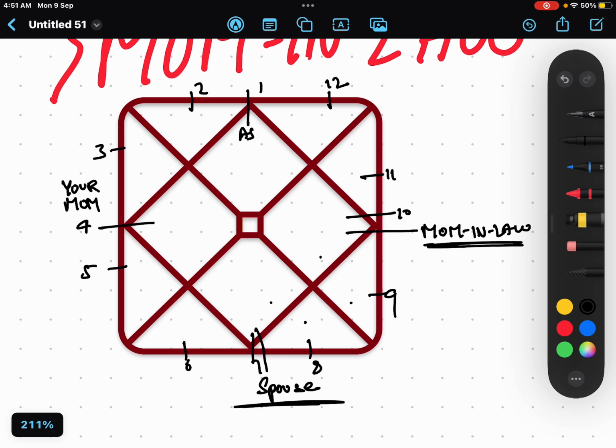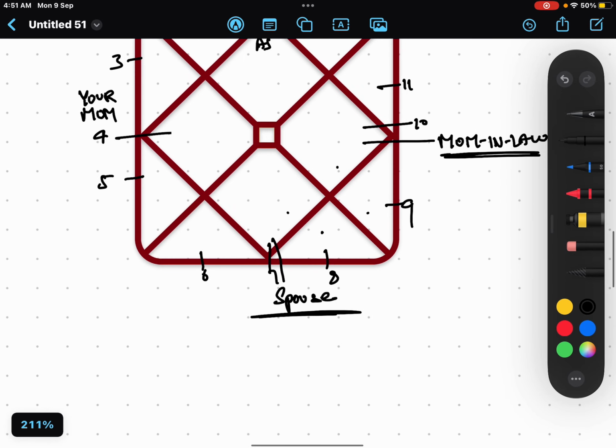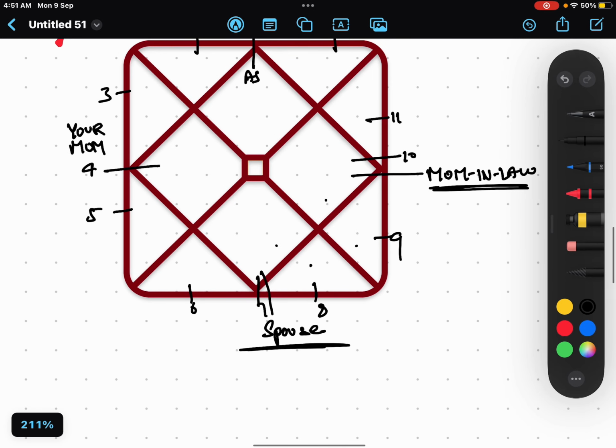So now we will check which planet is sitting in this house, what it influences, what it tells, and what analysis it gives us. We will tell you everything.